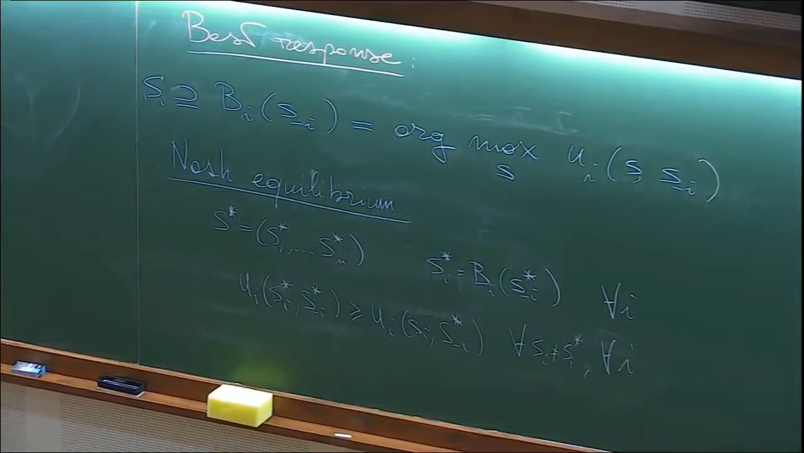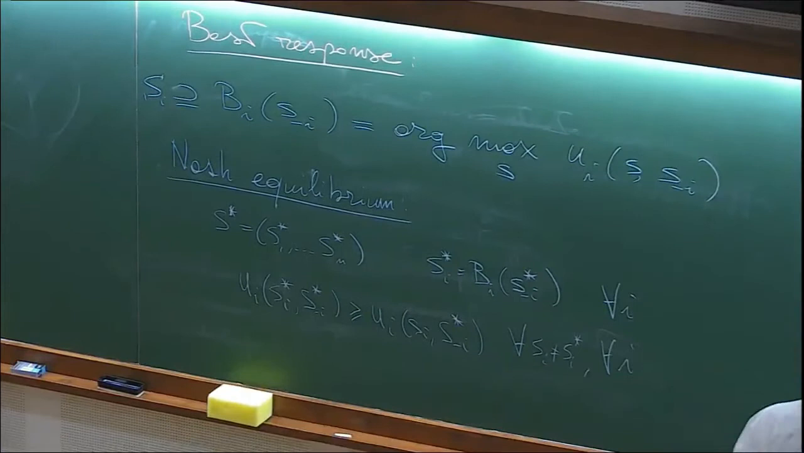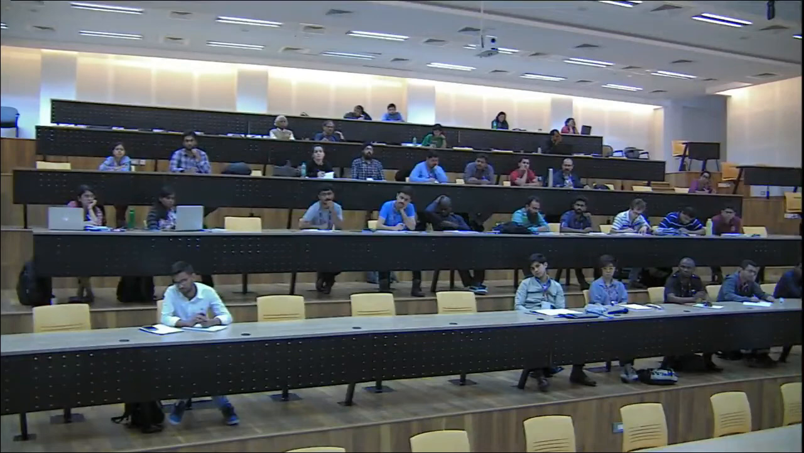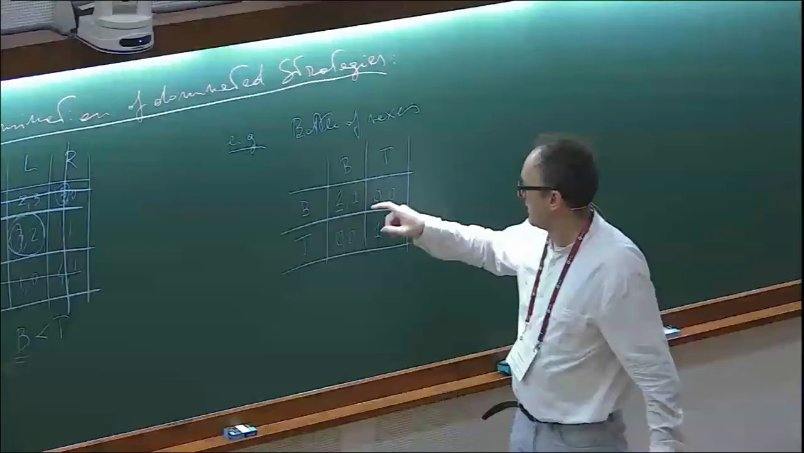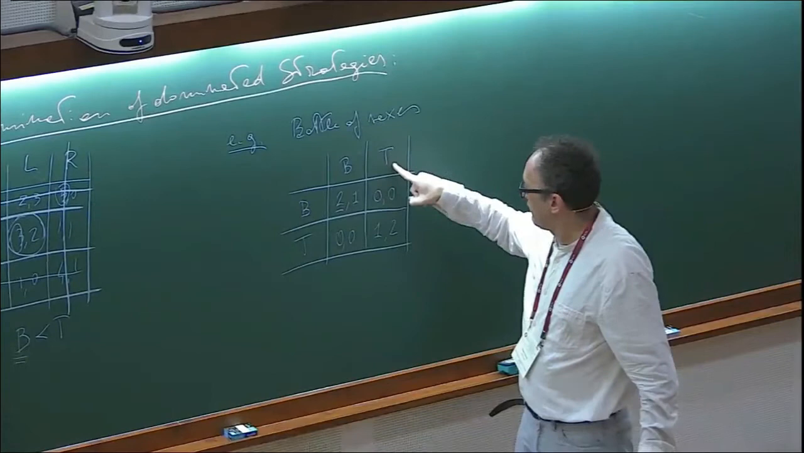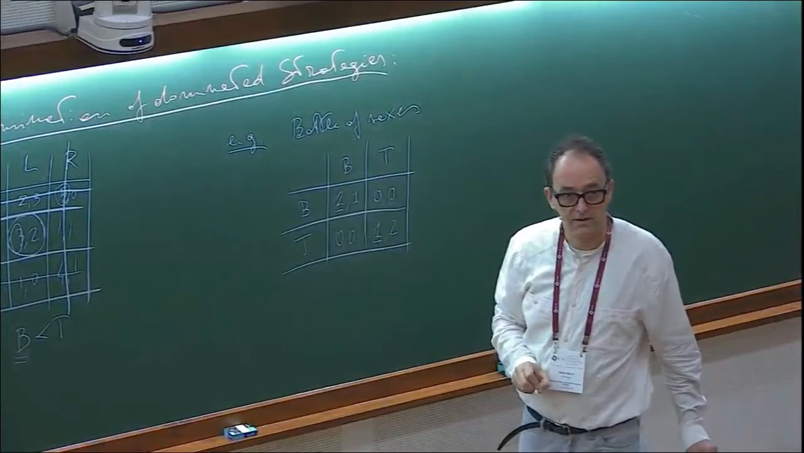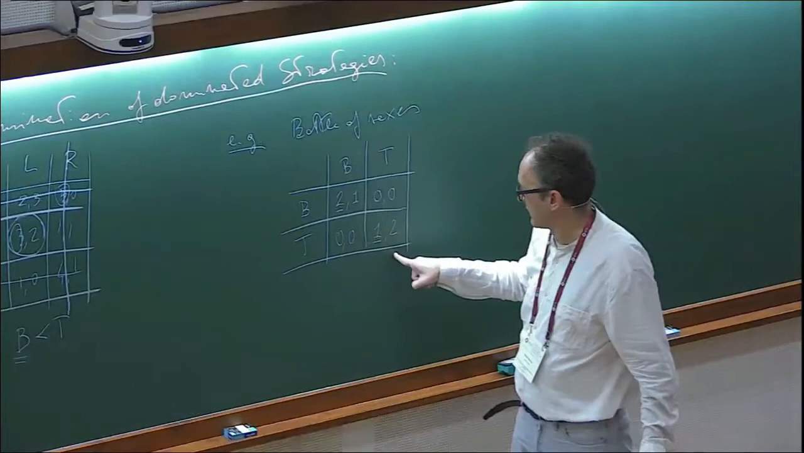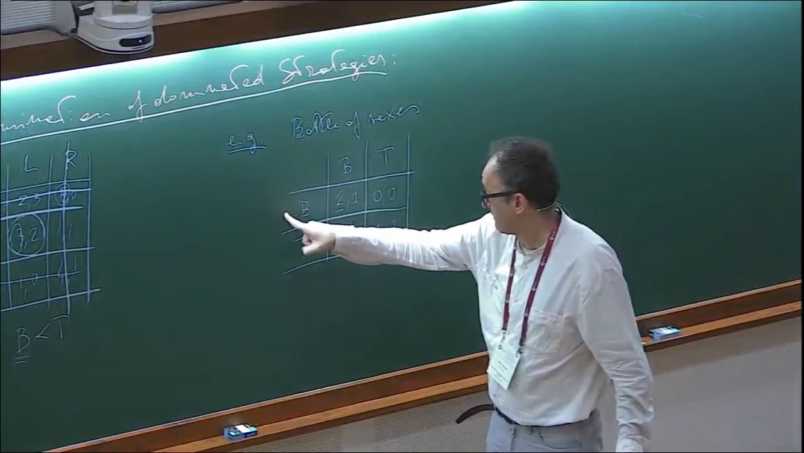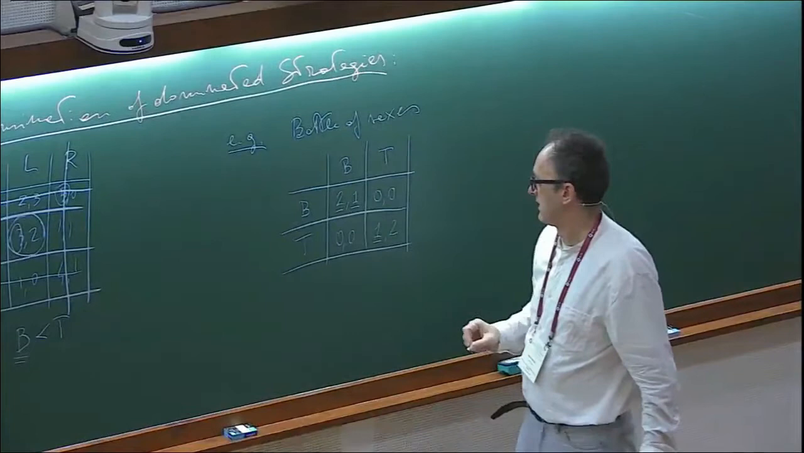So for example, if you look at this game here, what you find is that if player two is playing B, then player one has to choose between zero and two, so this is his best response. If he's playing T, then his best response is this one. Now, this is the best response of player one. What about player two? If player one is playing B, the best response of this guy, between minus one and one, is this one. And if he is playing T, then the best response is this.